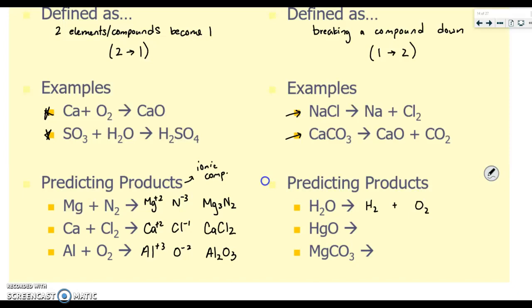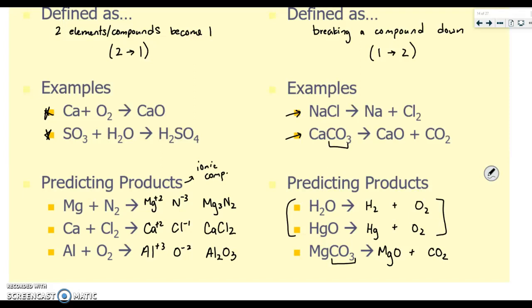Please pause the video and try the last two examples. The mercury oxide should have broken down to mercury and oxygen is diatomic. The magnesium carbonate has this polyatomic just like this did, and it would break down to MgO plus carbon dioxide. On a test, you were more likely to see examples like these than the one with the polyatomic.